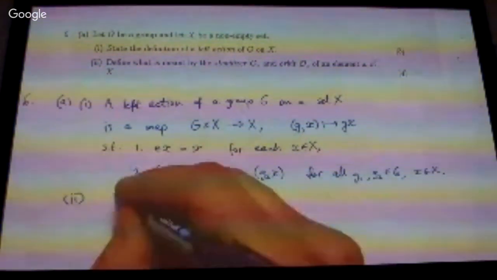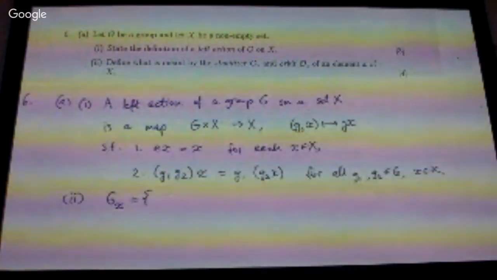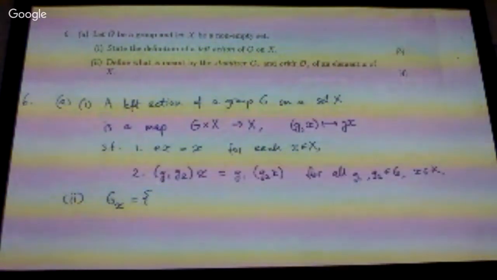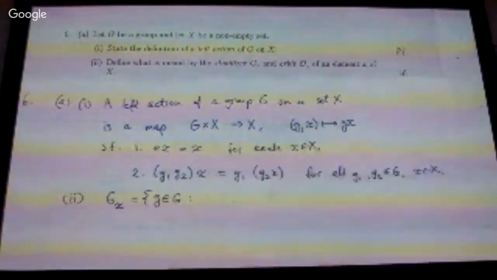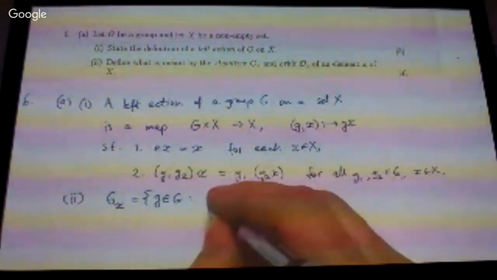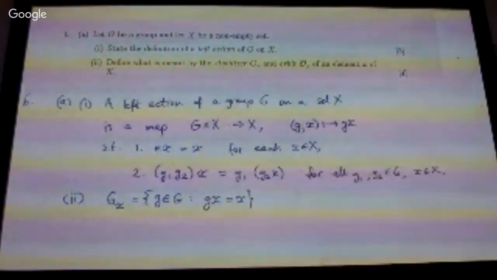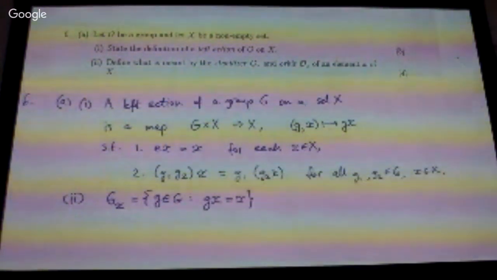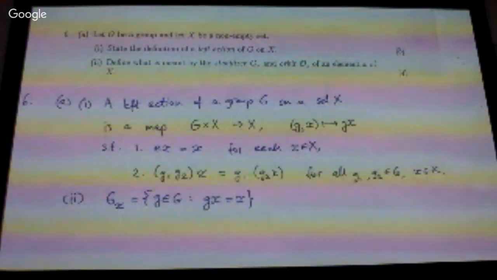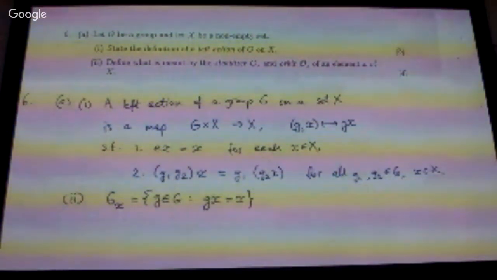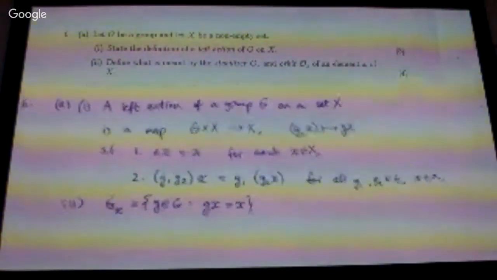The stabilizer is all the elements of G that don't move X anywhere. So this is all the elements of G with the property that if you do G on X, you get X back. And then in part 3, we'll have to prove that it's a subgroup.